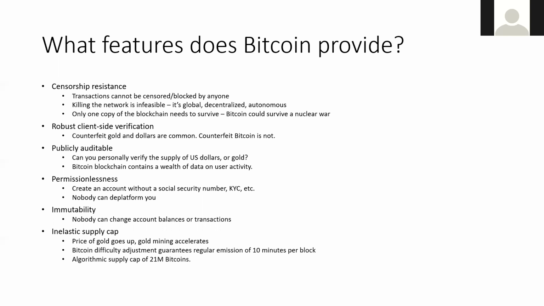There's also this inelastic supply cap. If the price of gold goes up, gold mining is going to accelerate. But if the price of Bitcoin goes up, Bitcoin can be mined a little bit faster because it becomes more profitable to mine, so you turn on some old ASIC devices. But after 2 weeks, you're going to have a difficulty adjustment. So on average, Bitcoin's emission is constant. It's an inelastic supply cap.